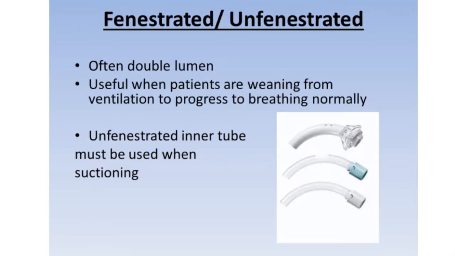Then we have fenestrated and unfenestrated tubes. They're often double lumen, and they're useful when patients are weaning from ventilation to progress to breathing normally. Unfenestrated inner tube must be used when suctioning. This prevents suction catheter exiting through the fenestration and damaging the tracheal mucosa.